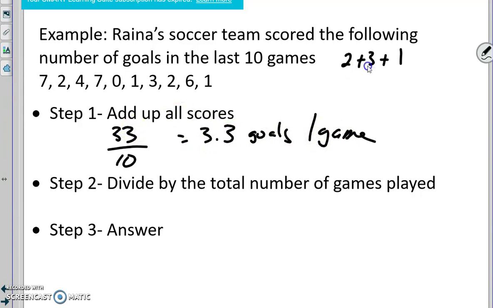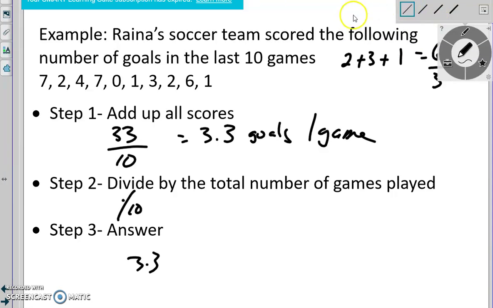So in here it would be 2 plus 3 is 5, plus 1 is 6. Divide by 3. Why divide by 3? Because there's 1, 2, 3. Okay. Divide by 10, answer 3.3. I did all in one step. Okay, you guys can do that. We're all good? It's all review. It should be review. If it's not, that's fine.